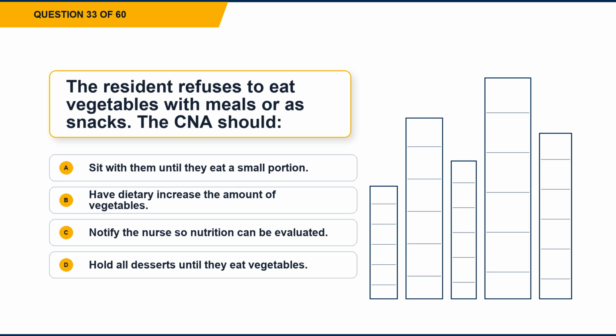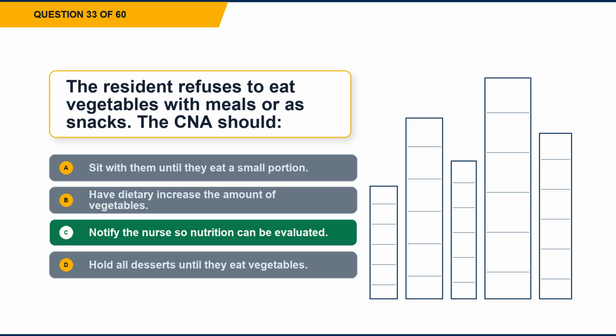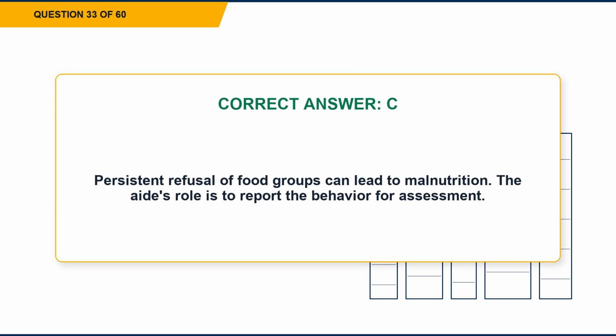Question 33. The resident refuses to eat vegetables with meals or as snacks. The CNA should: Option A, sit with them until they eat a small portion. Option B, have dietary increase the amount of vegetables. Option C, notify the nurse so nutrition can be evaluated. Option D, hold all desserts until they eat vegetables. The correct answer is option C, notify the nurse so nutrition can be evaluated. Explanation: persistent refusal of food groups can lead to malnutrition. The aide's role is to report the behavior for assessment.